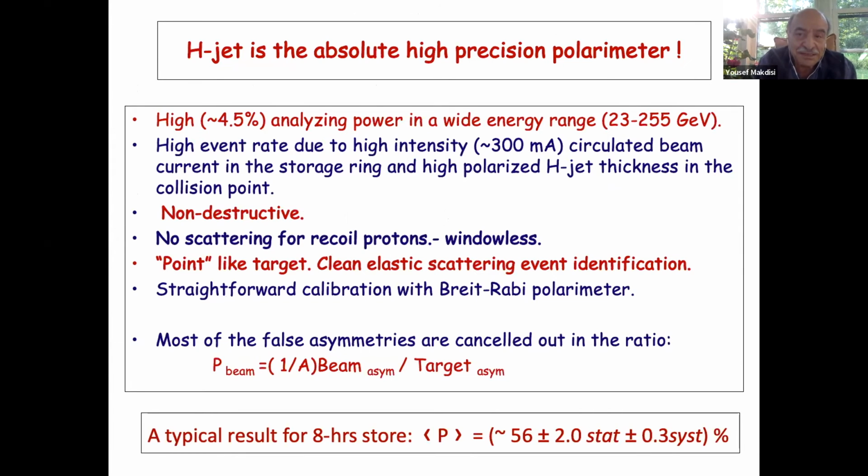Now, indeed, the HJet has become an absolute high precision polarimeter: high event rate, good analyzing power and a wide energy range. Non-destructive, we really don't have an impact on the beam. No scattering for the recoil protons. It's all a windowless, point-like target, clean elastic scattering, event identification, straightforward calibration with the Breit-Rabi polarimeter, which is on the bottom side of the jet. And the false asymmetries have been checked using the beam and the target. And as I showed you earlier, the typical result for 8 hours is 2% statistics and hardly anything in the systematics. This is really great.